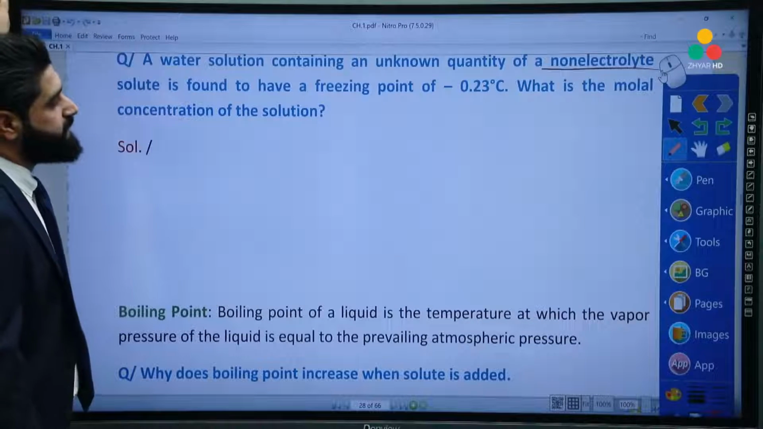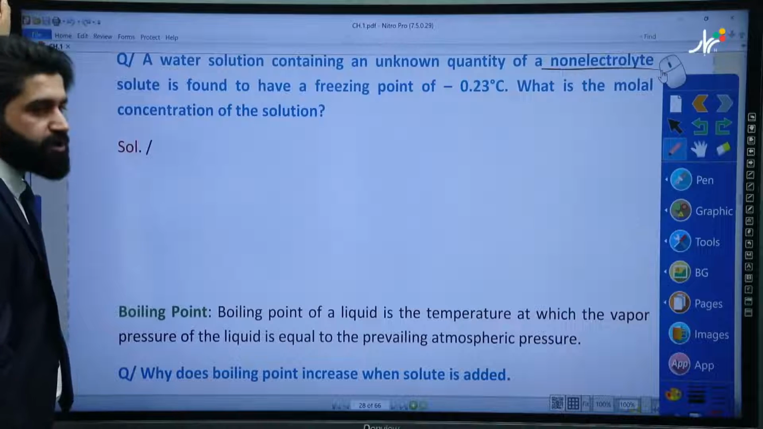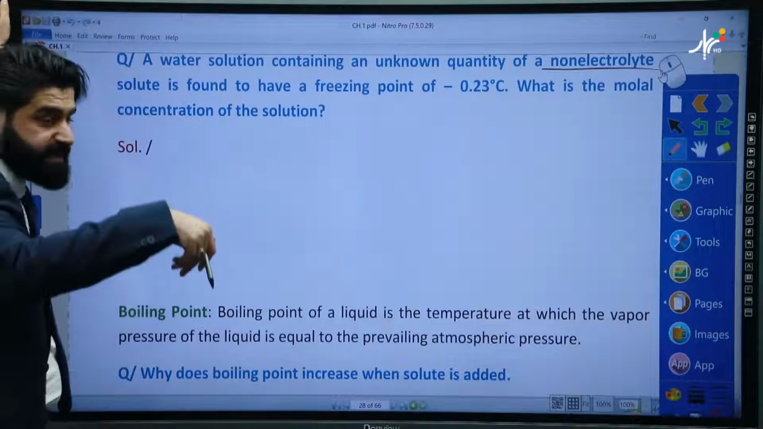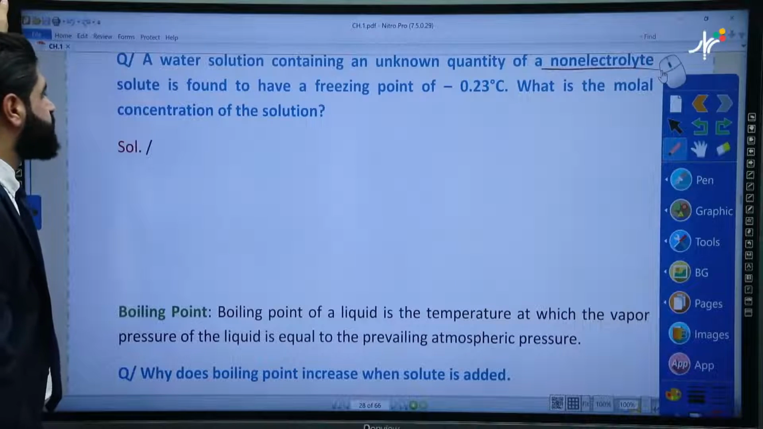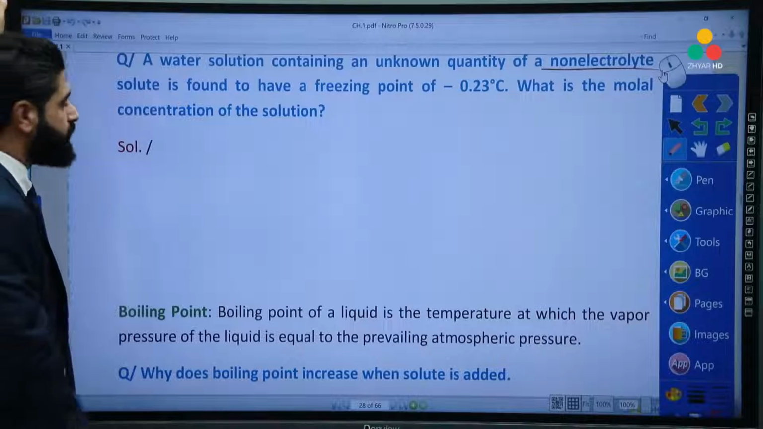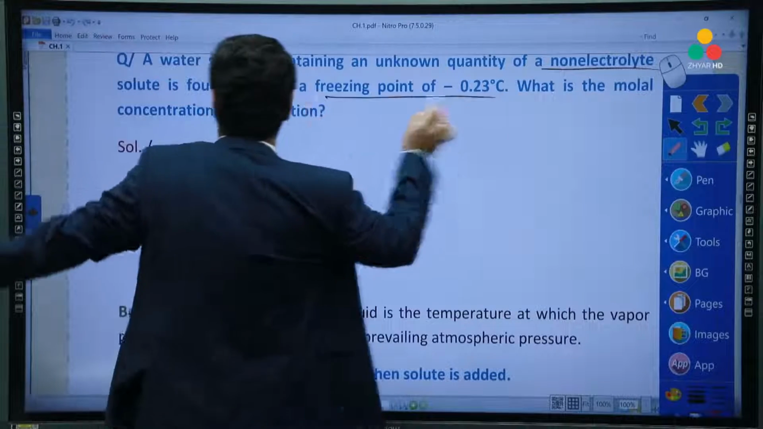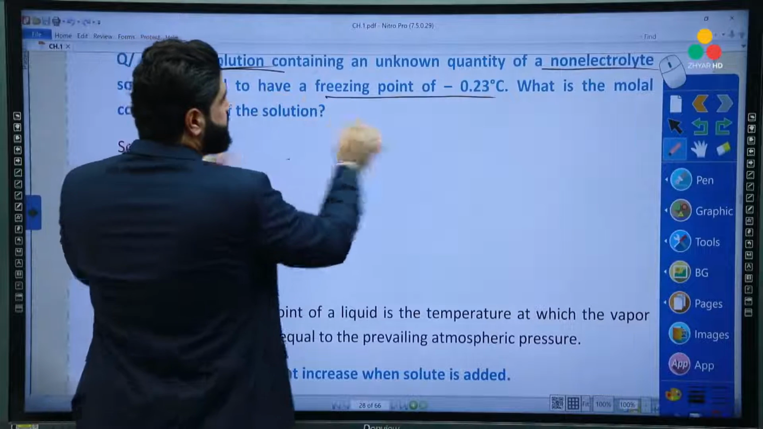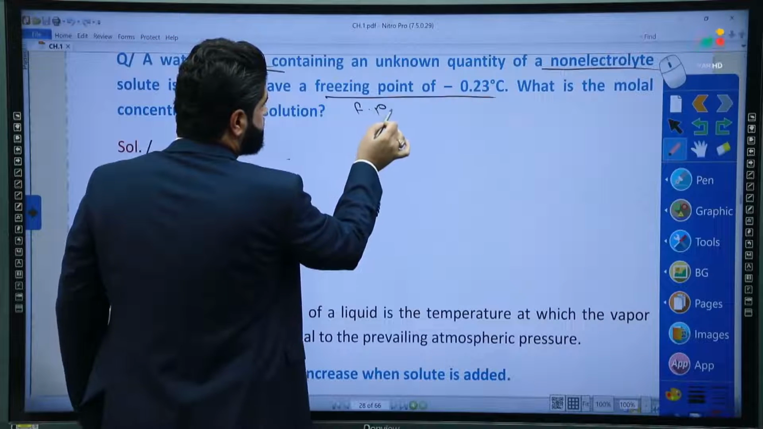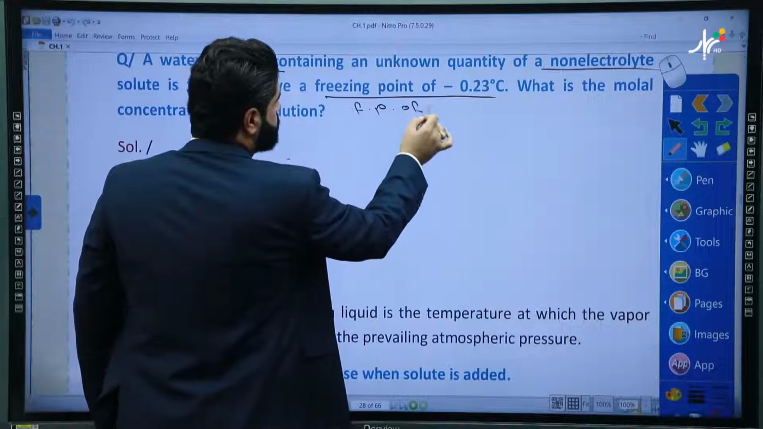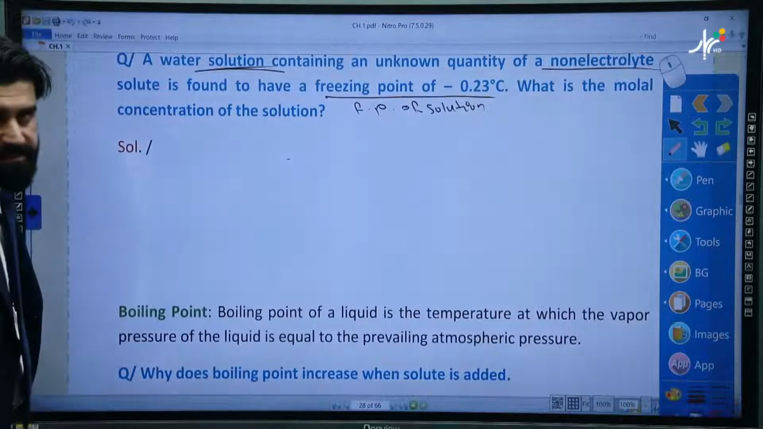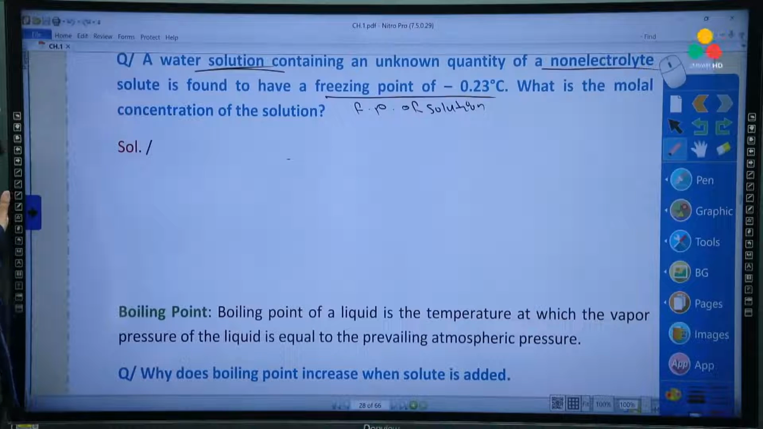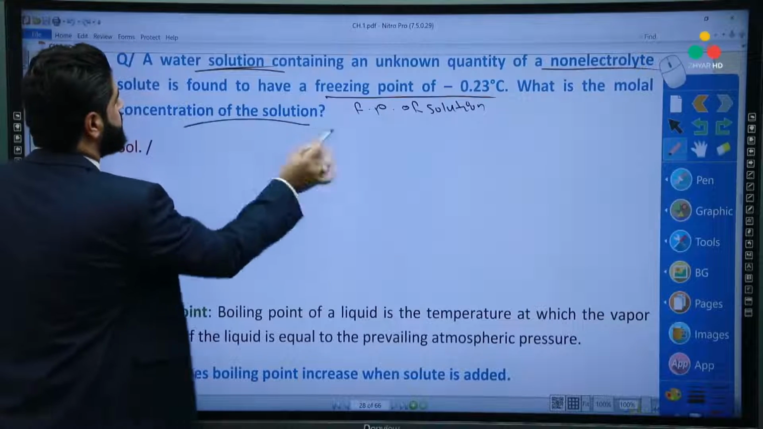A water solution containing an unknown quantity of non-electrolyte solute, so it must be calculated. The solution is found to have a freezing point, so it's the freezing point of solution, which equals negative 0.23. What is the molar concentration of the solution? So molality.